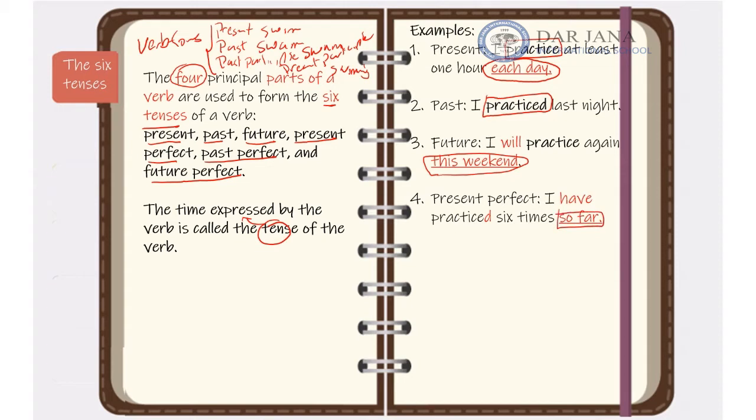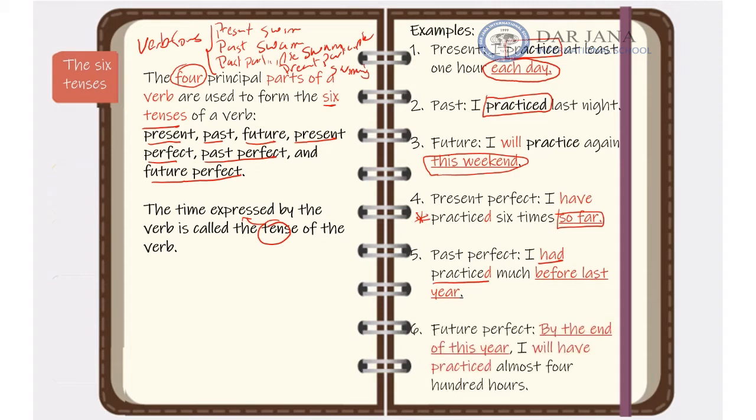I'm going to just add an asterisk here because this is one of the most important tenses we're going to discuss in the lesson. 5, the past perfect, I had practiced much before last year. And 6, which is the last basic verb form, we call this the future perfect. By the end of this year, I will have practiced almost 400 hours.